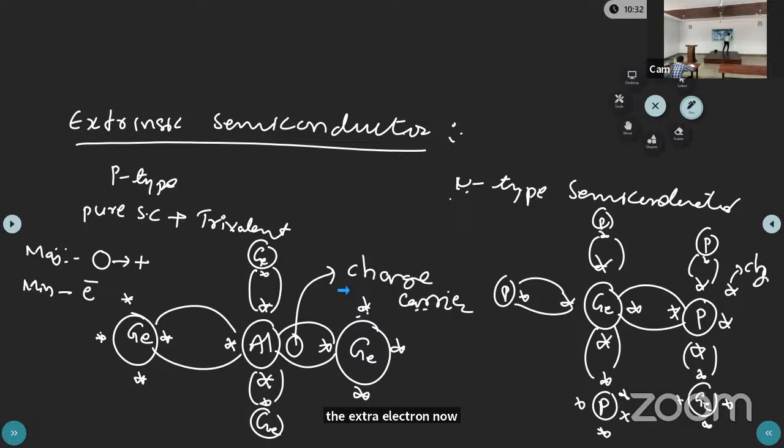Now this extra electron is acting as a charge carrier. That charge carrier's polarity is negative, and it can be denoted as an electron, e minus. So these are the two semiconductors, the n-type and p-type.